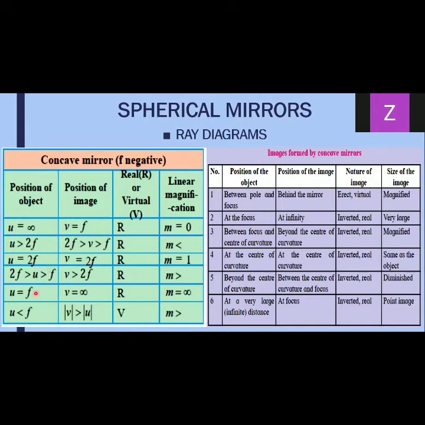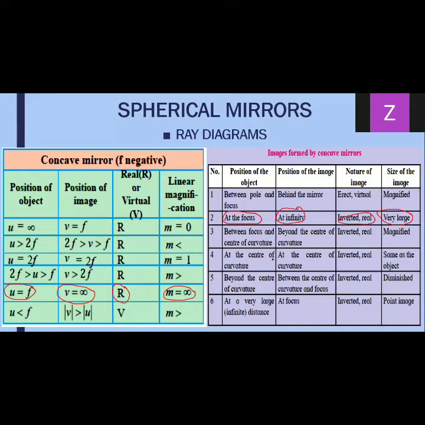If I consider here the position of object, u is equal to f. What does u equal to f represent? u is the object distance. So u equal to f represents that the position of object is at focus. This is how we can correlate. If we have u equal to f, as the object is at focus, the position of image, v, is equal to infinity. That means the position of image is at infinity. Whether it is real or virtual, you can see it is inverted and real. That's why we have R over here. And what is the size? You can see it is very large, which in new terms can be given as m, the magnification, which is infinity. So that's how we can correlate.